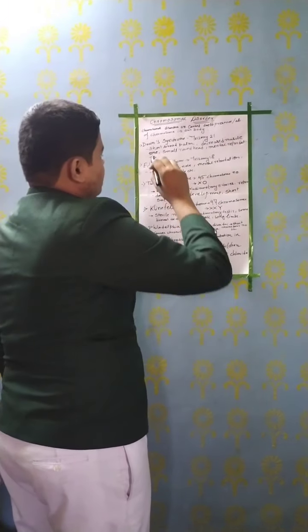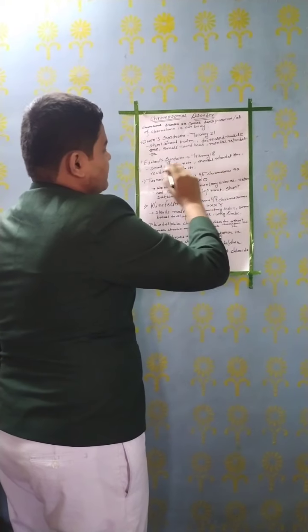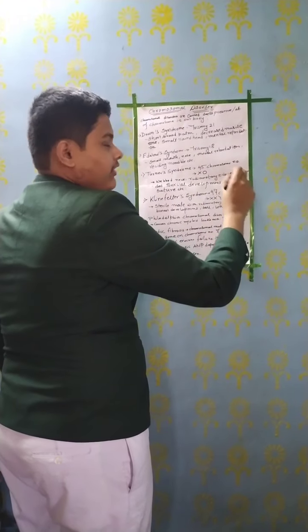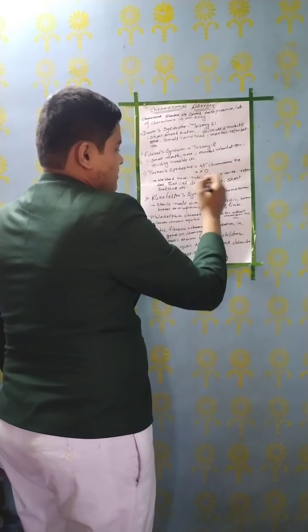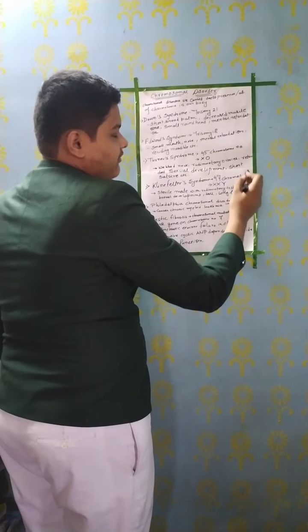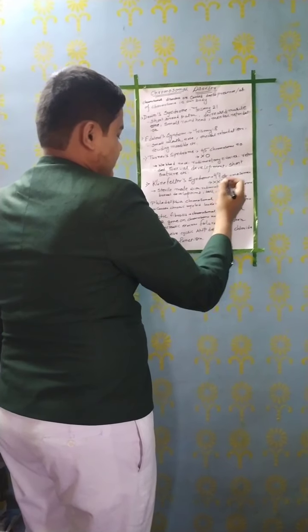Now once again I recap: Down syndrome, trisomy 21; Edwards syndrome, trisomy 18; Turner syndrome, where 45 chromosomes are there instead of 46 chromosomes, and the structure is somewhat XO. Klinefelter syndrome, where 47 chromosomes are there instead of 46 chromosomes, the structure is somewhat XXY.